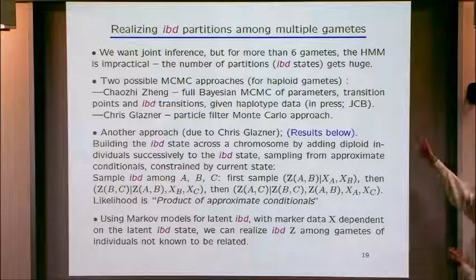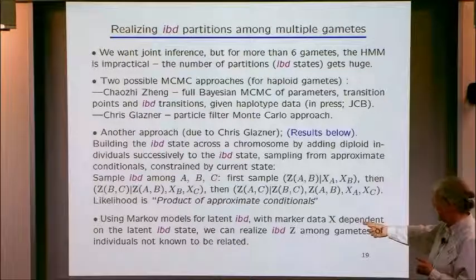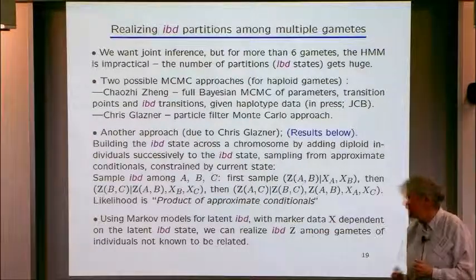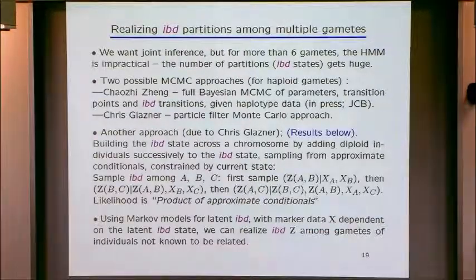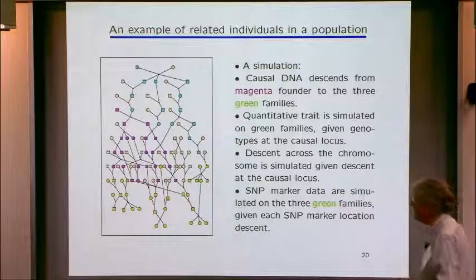So one way or another, using these Markov models for the latent IBD, having marker data that is dependent on the latent IBD state, we do have these methods for realizing this identity by descent among individuals that you don't know to be related. And we wanted to see how that would work in a fairly classic pedigree context, but not knowing the pedigree. So here's a pedigree. When I do the analysis, I'm not going to use this pedigree, right? I want to make that very clear. But to simulate the data, we had a pedigree.